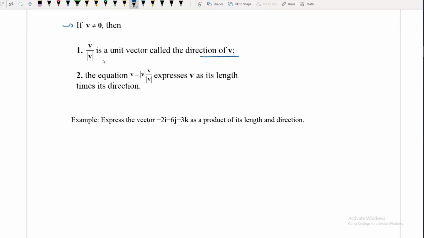And here number two, the equation V equals the absolute value of V, which is the length of V, multiplied by V over length of V, or magnitude of V. This vector expresses V as its length times its direction. So there's this part, which is length times direction, which is that part from number one.